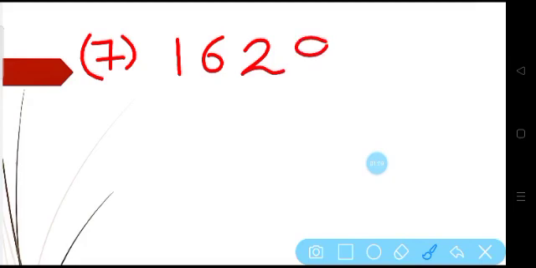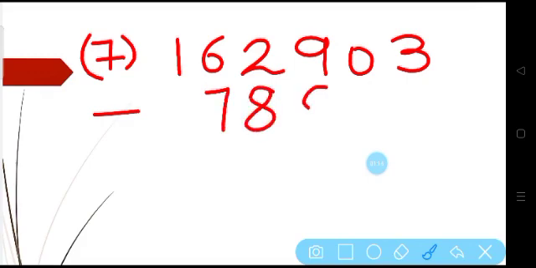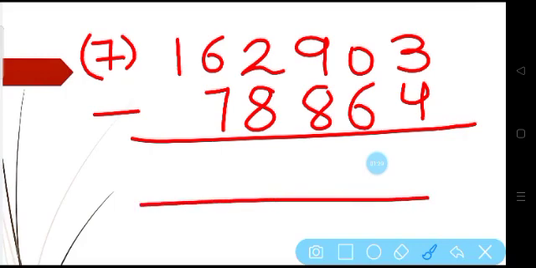So question number 7 is 162903, and we have to subtract 78864 from the given number. So the first one they have given you is 1,62,903, and the second one they have given you is 78,864. So we have to subtract them.